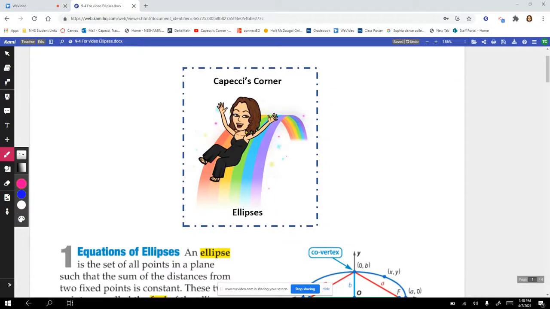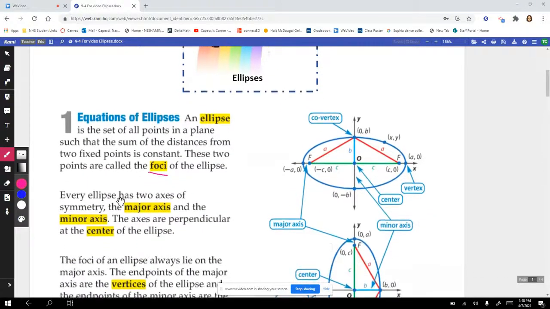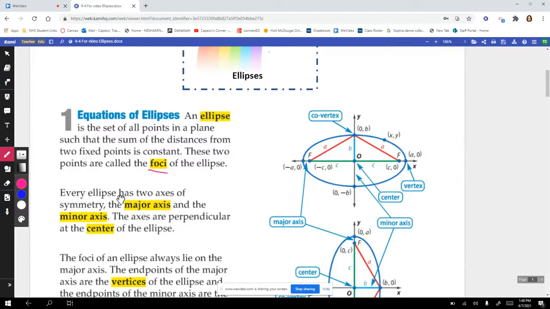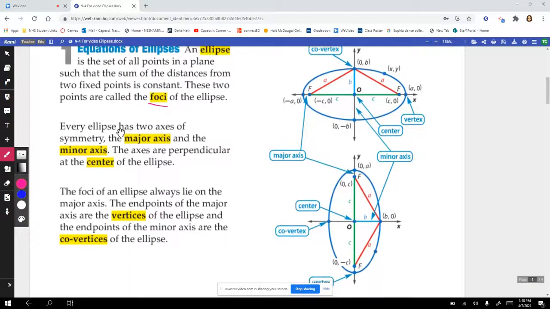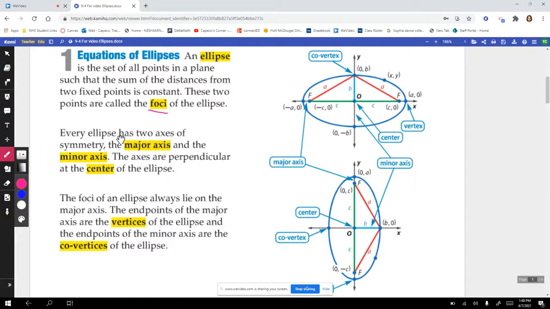Arpeggios Corner, we're going to look at ellipses. Now, the shape of an ellipse looks somewhat like a circle, but it's stretched out a little bit more. Okay, so we have a lot of vocabulary words. We can have a horizontal ellipse, which is here. We can have a vertical ellipse. And we have a lot of different vocabulary words, which we are going to explore.